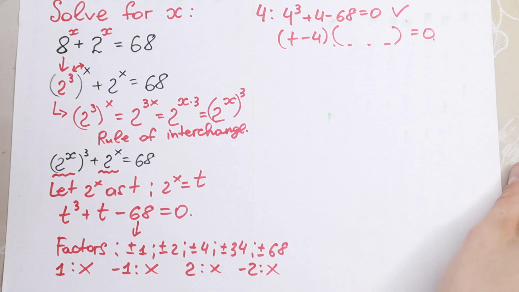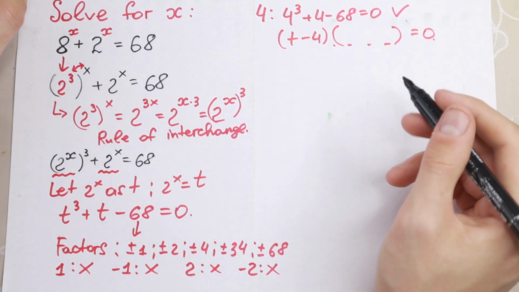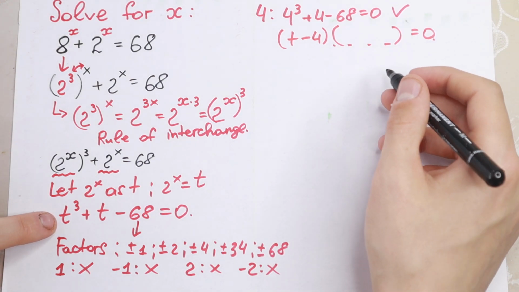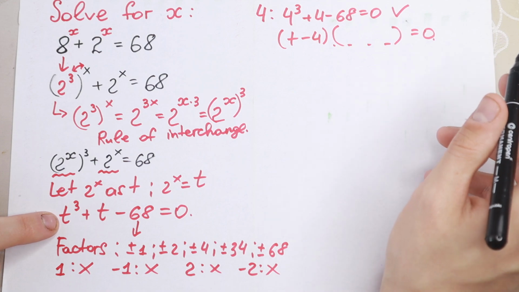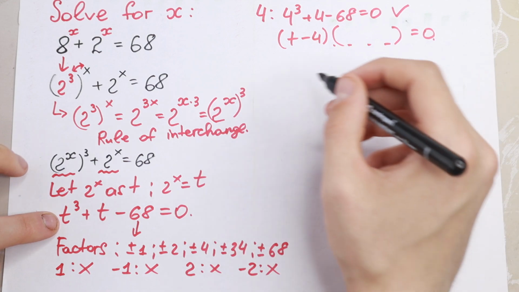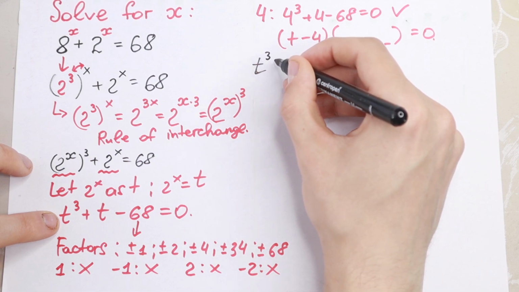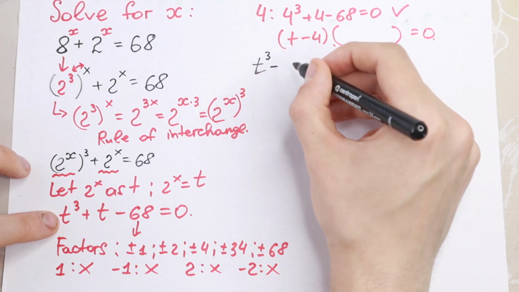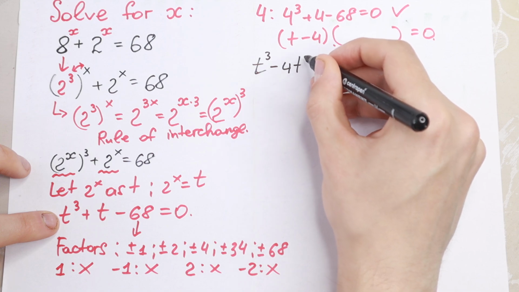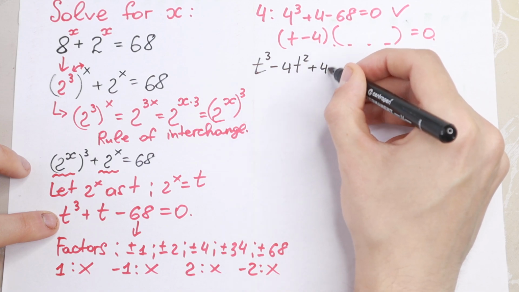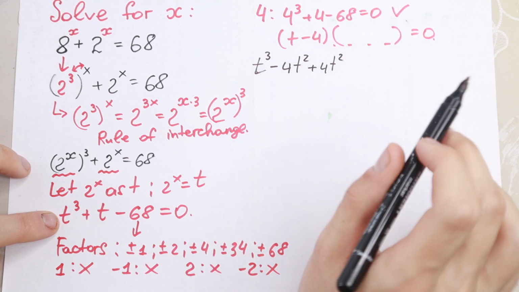So how can you do this? Take a look. I want to show you a really good approach to how we can solve it. Right here we have t cubed, but we need to factor out t minus 4. So we need to write it as t cubed, the same, but I want to write it as minus 4t squared and plus 4t squared. Later you'll understand why I write it in that way.